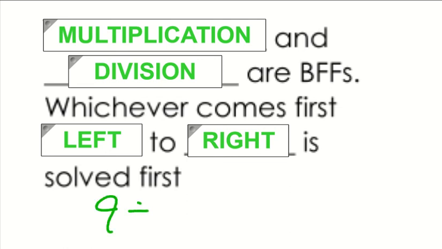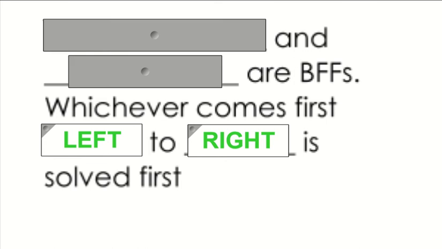All right, so if I've got 9 divided by 3 times 2, we just go left to right. We don't do the multiplication first. The division gets done first because it's on further left. Okay? Any questions on that? It's not a major thing, but that is where some people do make mistakes.